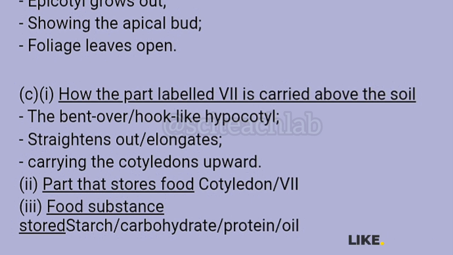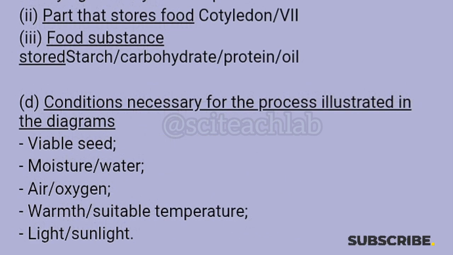And then the part that stores food, they may ask you, what's the part that stores food in bean seed? You say it's the cotyledon. Okay, and the food substance that is stored there is what? Starch, carbohydrates, or protein, and then oil. So starch is the food that is stored in that cotyledon.